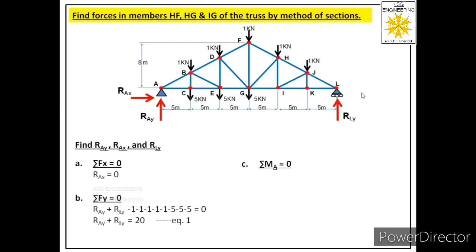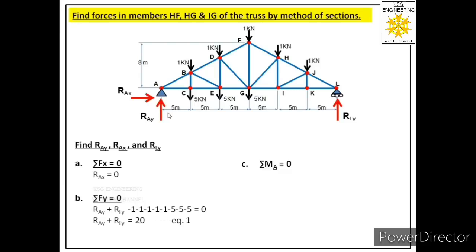Let us first see the moment because of this reaction about joint A. Now this reaction will generate anti-clockwise moment about joint A, and that will be a positive moment. Its magnitude will be RLY into 30, because this is the line of action of RLY and this is the moment center. The distance between these two is 30. So the magnitude of its moment about joint A will be RLY into 30.